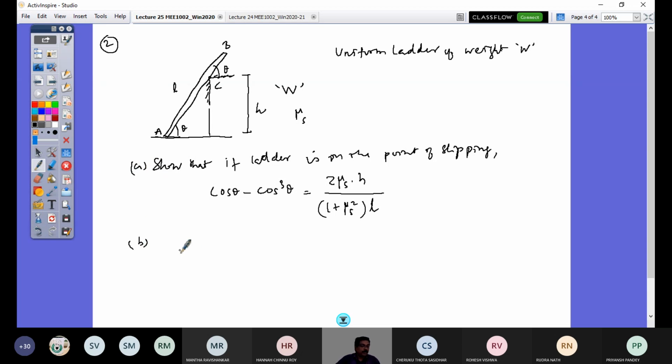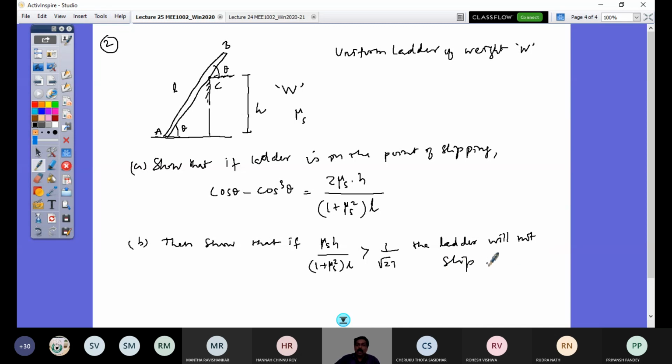B is then to show that if mu s h by (1 plus mu s square) into L is greater than 1 by root 27, the ladder will not slip at any angle. So these are the two conditions.